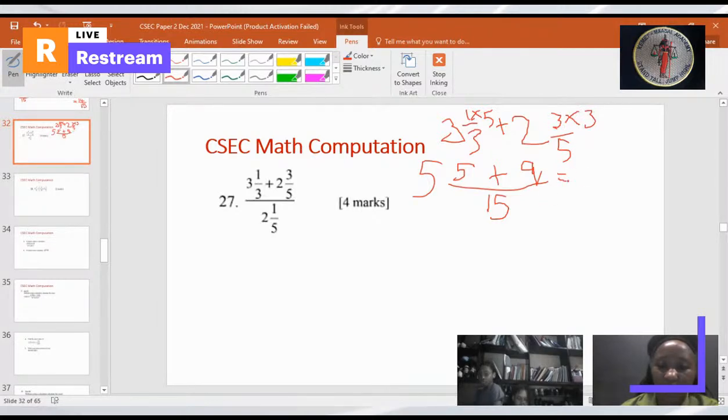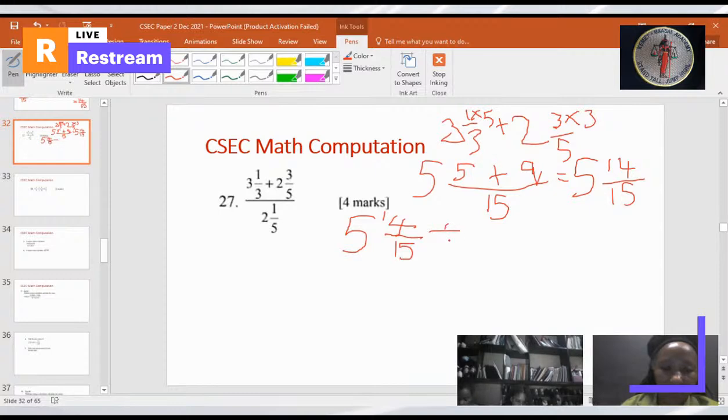So we have 5 and 14 over 15, right? Yes, Miss. But that's not the last thing, right? No, Miss, because now we're going to have to divide that by 2 and 1/5. So we write that back: 14 over 15 divided by 2 and 1/5.